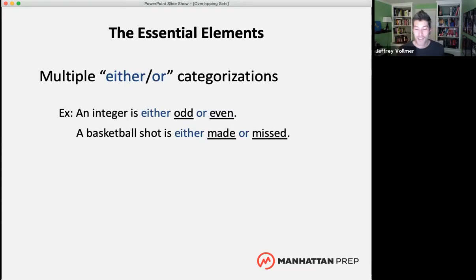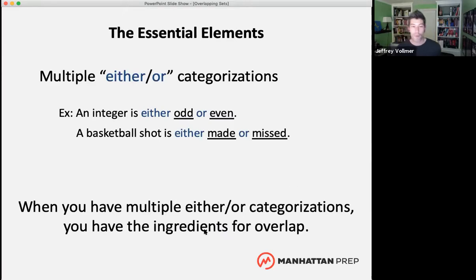Sorry, I have a comment in chat. How about 2? 2 is a prime number and it is even. That is true. I am not saying those are mutually exclusive right now. Maybe we'll use that as an example. So when you have multiple of these either-or categorizations, you have the ingredients for an overlap. So Chidza, I'm going to try to riff off of your example in a moment.